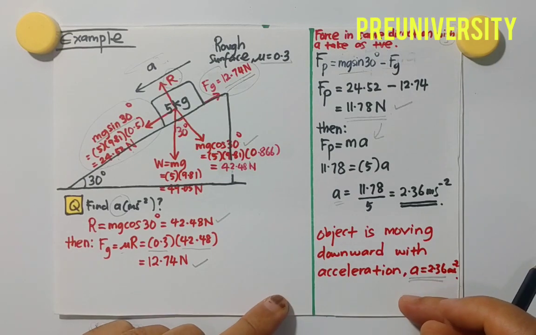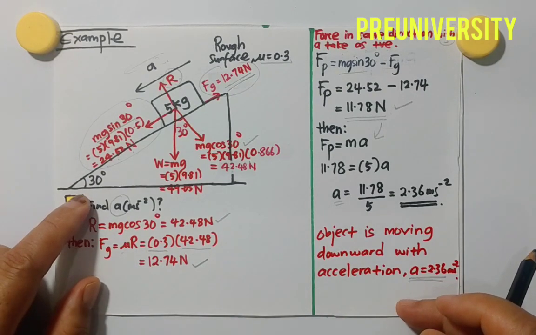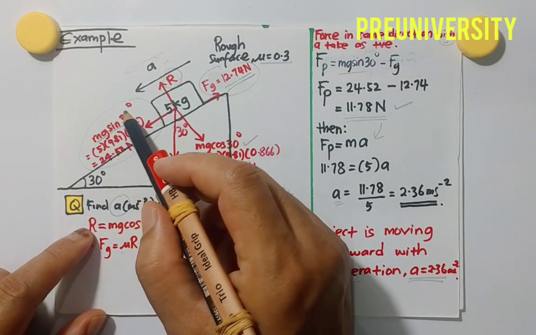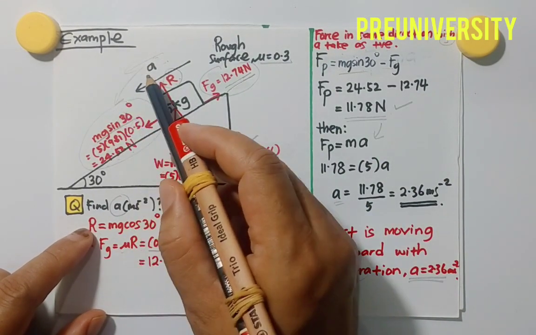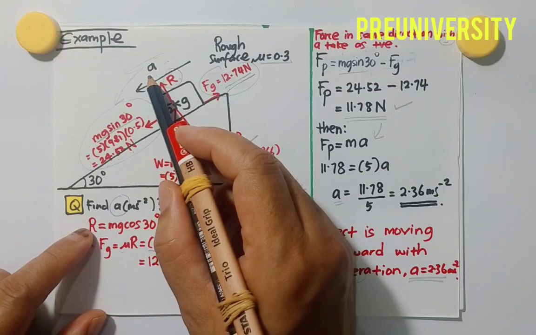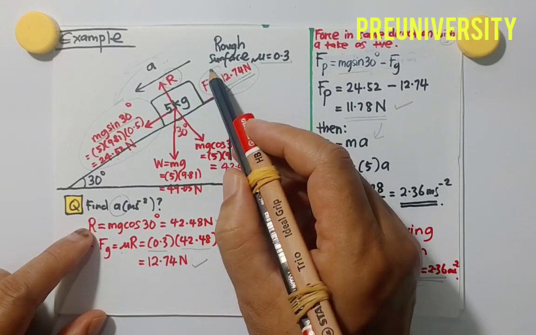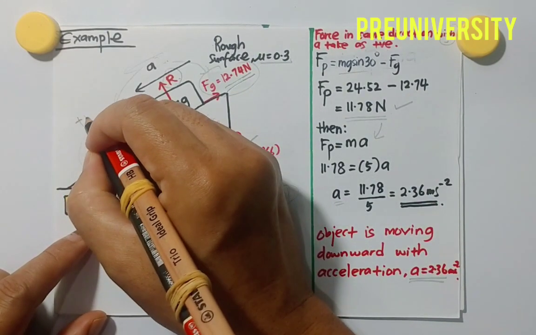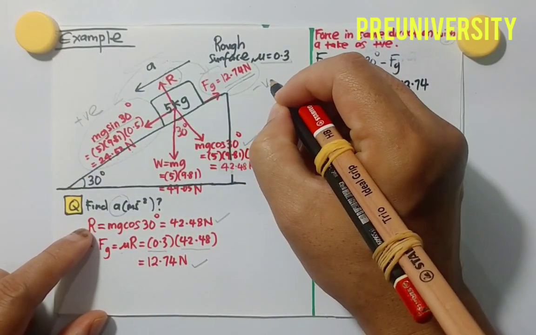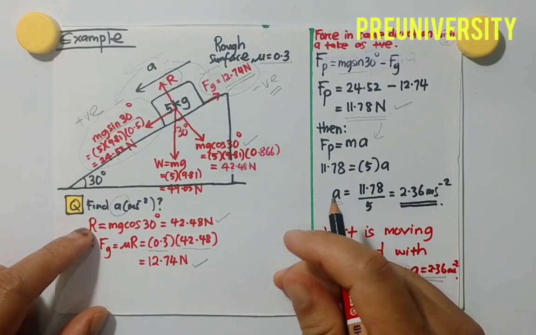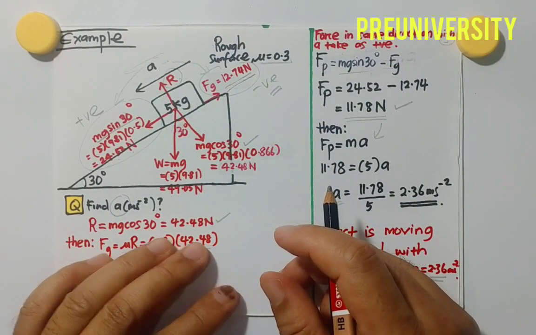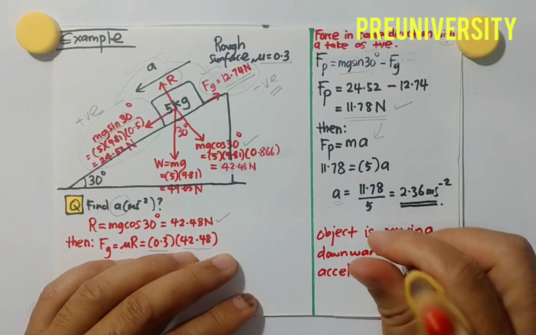Okay, in this case, just to summarize here: if the force is in the same direction as the a, take it as positive. And if the force is in the opposite direction to the a, we take it as negative. Here is a positive force, here is a negative force. And hope we can understand how to solve the problem on the inclined plane.